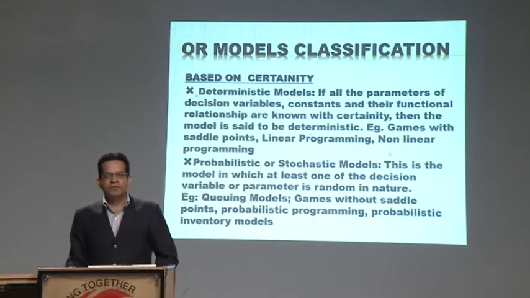Probabilistic model: this is the model in which at least one of the decision variables or parameters is random in nature, or some probability or probability distribution function is involved. Then this type of model is called the probabilistic or stochastic model. For example, queuing models, games without saddle point, probabilistic programming, probabilistic inventory models, etc.